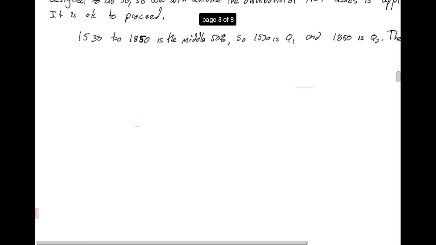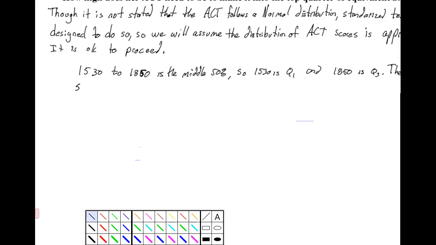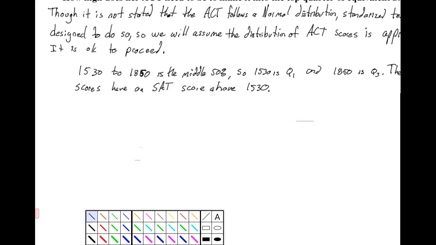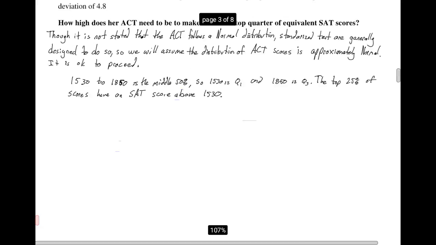So the top 25% of scores have an SAT score above 1850. Okay. Very good.